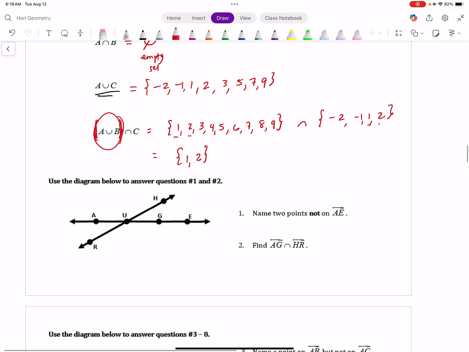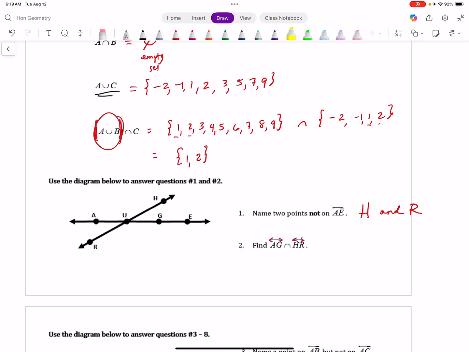All right, now we can do geometric intersections and unions too. So name 2 points that are not on line AE. Okay, so not on here would be H and R. Now that didn't run off very well. Okay, this is a line and this is a line. For some reason they didn't show up great here.